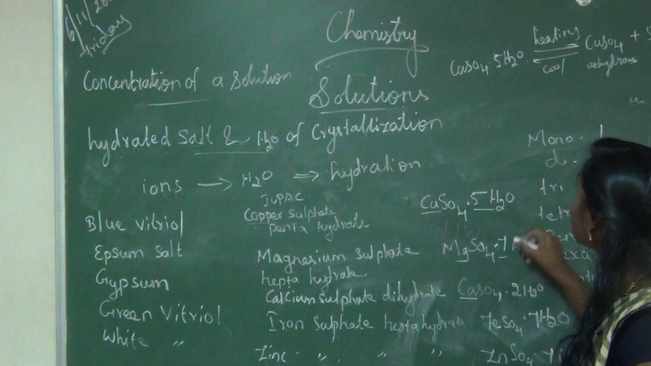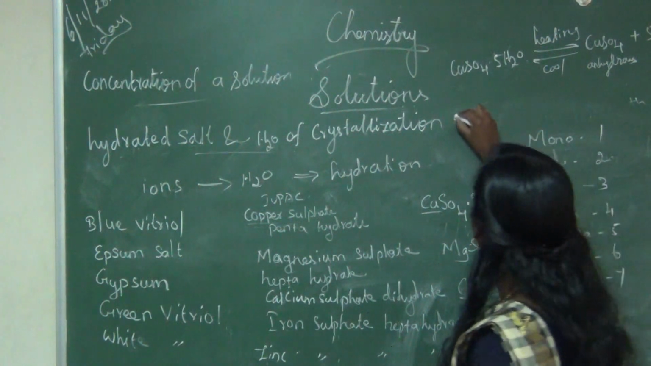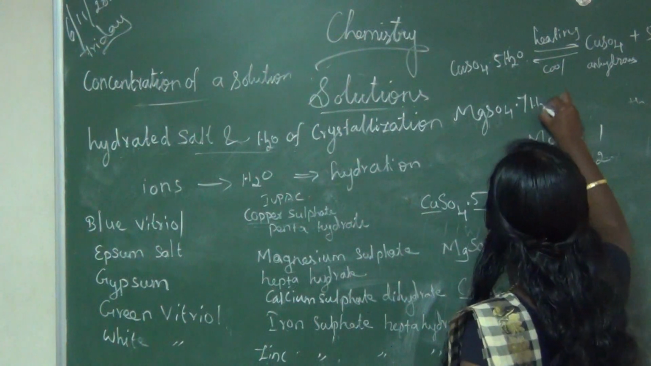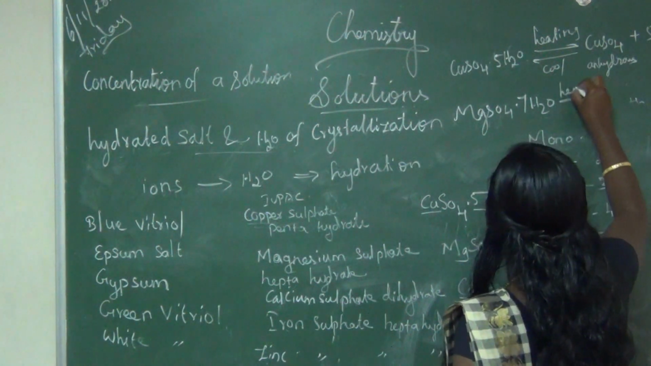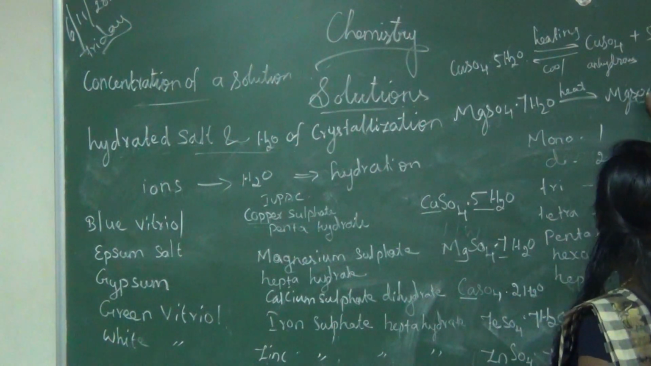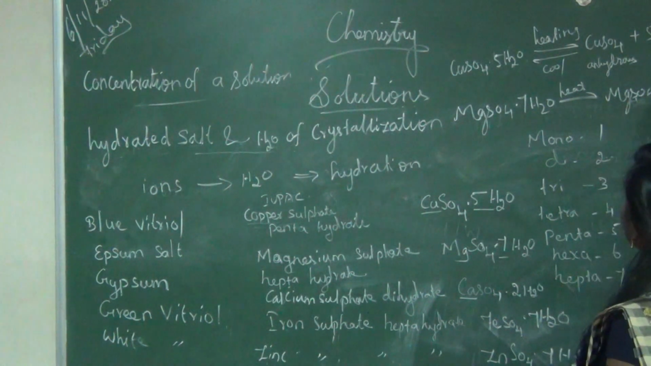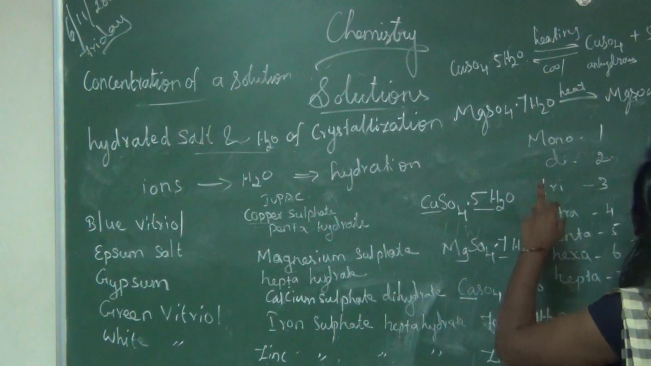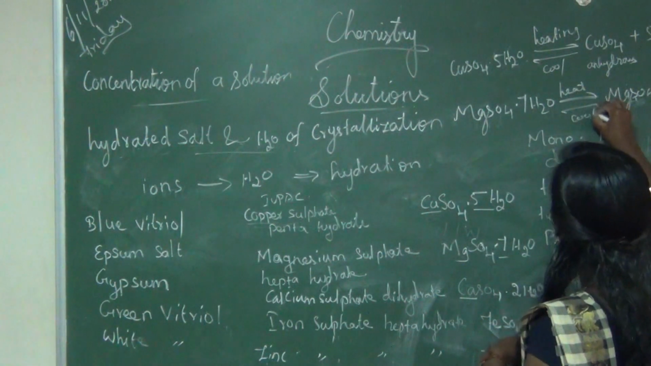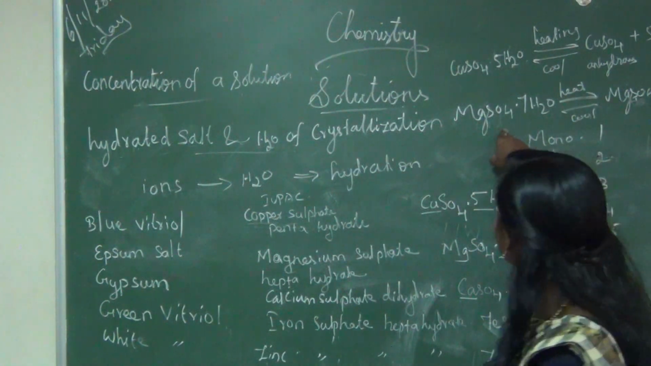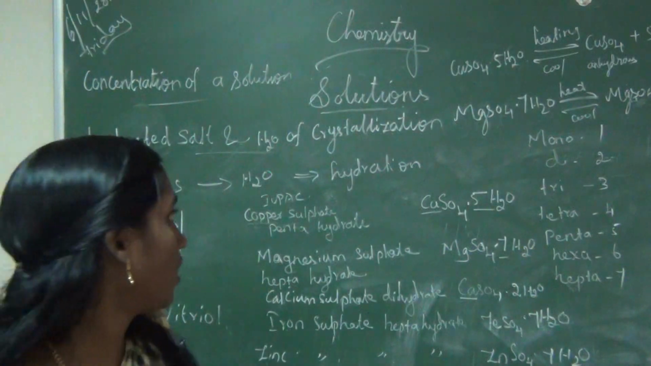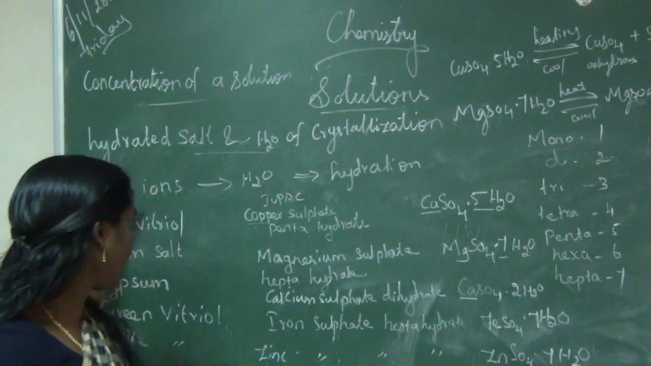Then next, Epsom salt. How many water molecules does Epsom salt contain? 7 water molecules. We can write the formula MgSO4 7H2O. On heating, it will lose its water molecules to form MgSO4, anhydrous magnesium sulfate. On cooling, again it will come back to magnesium sulfate heptahydrate. Have you understood this hydrated salt? So study this table.